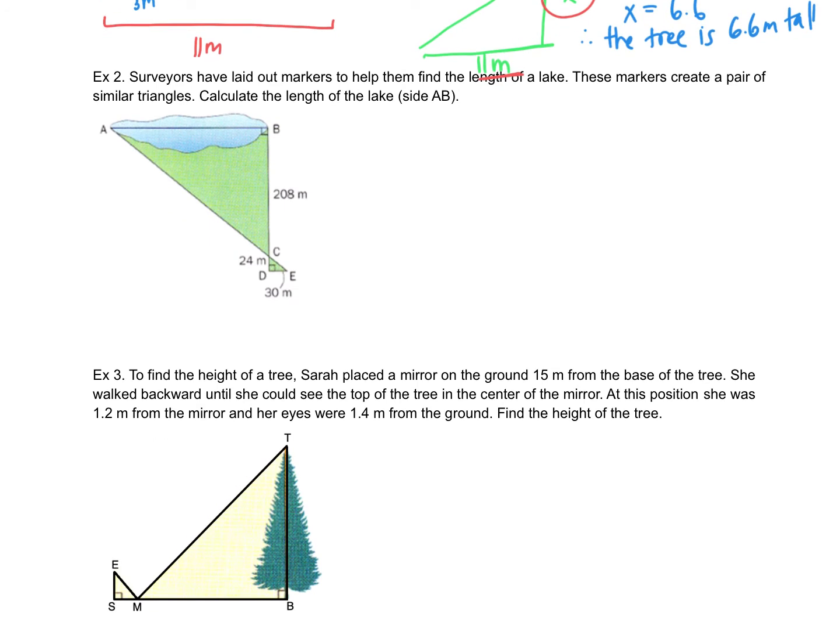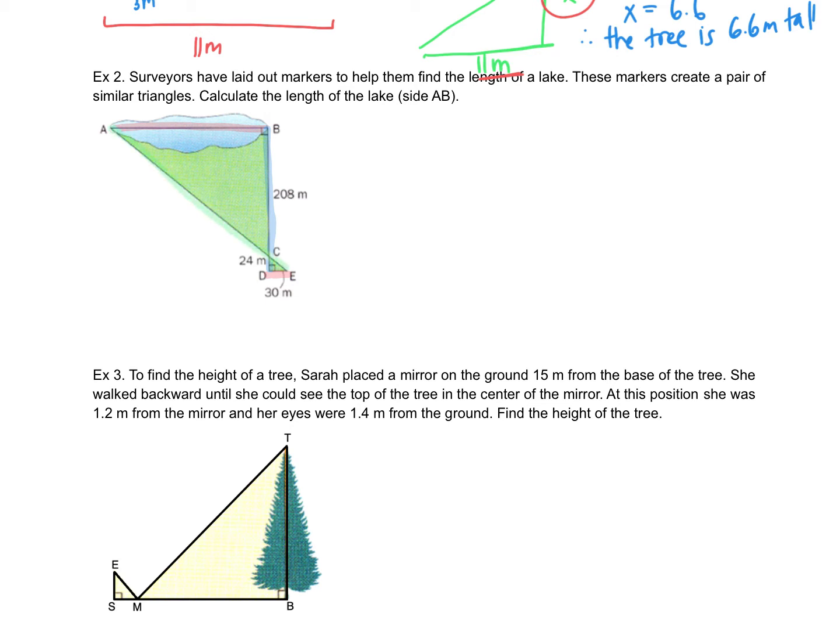Another style of application is about finding the distance of something that is inaccessible to us. So surveyors have laid out markers to help them find the length of a lake. These markers create a pair of similar triangles, calculate the length of the lake, so side AB. Now this is that Z pattern orientation that we're used to seeing. And in that scenario, we have familiarized ourselves with the corresponding sides. So AB will match the 30, so the two parallel sides. And then the diagonals match. So 208 matches 24.